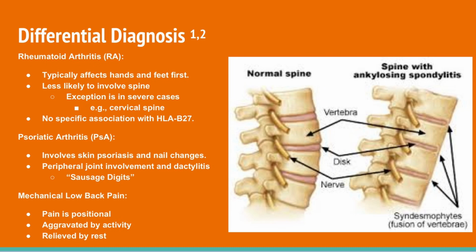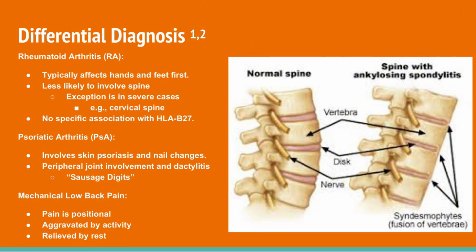So for differential diagnosis, this is going to present as, like we said, an autoimmune disease. So it shows up a lot like rheumatoid arthritis. But one of the main differences between this and RA is that this is going to affect larger joints, and it's not going to move as distal as RA would. So it typically affects the hands and the feet first for RA, and it's less likely to involve the spine. With exception for severe cases, RA will move to the cervical spine, which even still is some of the smaller joints of the spine, and it has no specific association with the genetic marker that we previously mentioned.